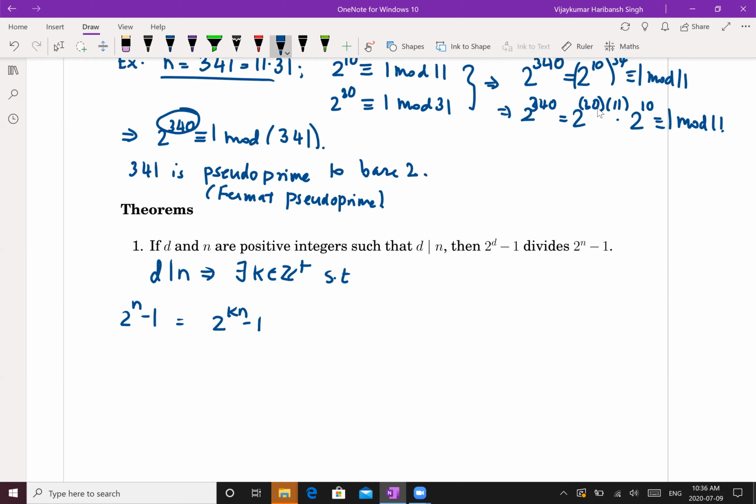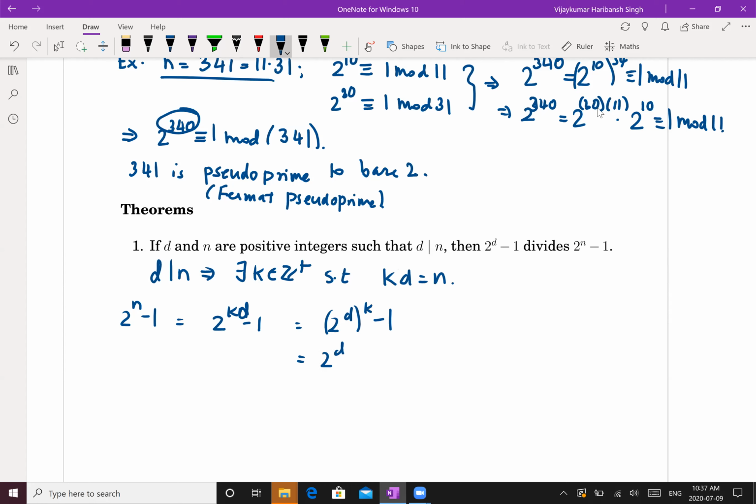So d divides n means what? There exists k such that kd equals n, right? So here we have kd, and now this can be written as (2 to the power d) to the power k, minus 1. And the factorization of this goes as follows.